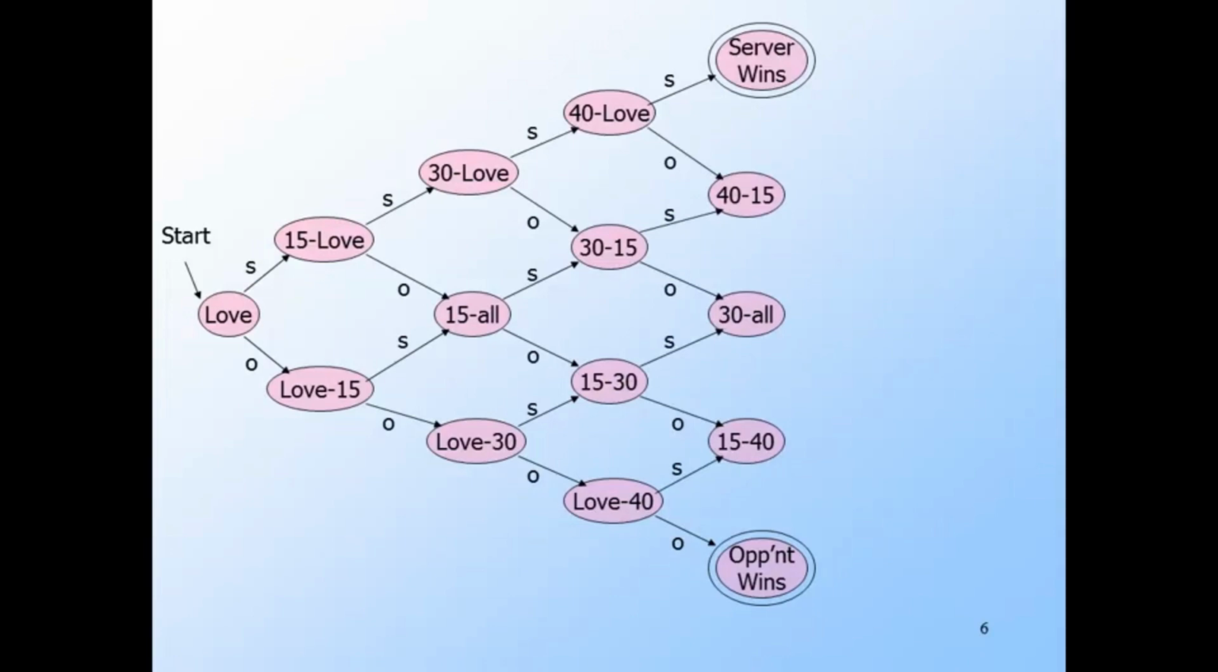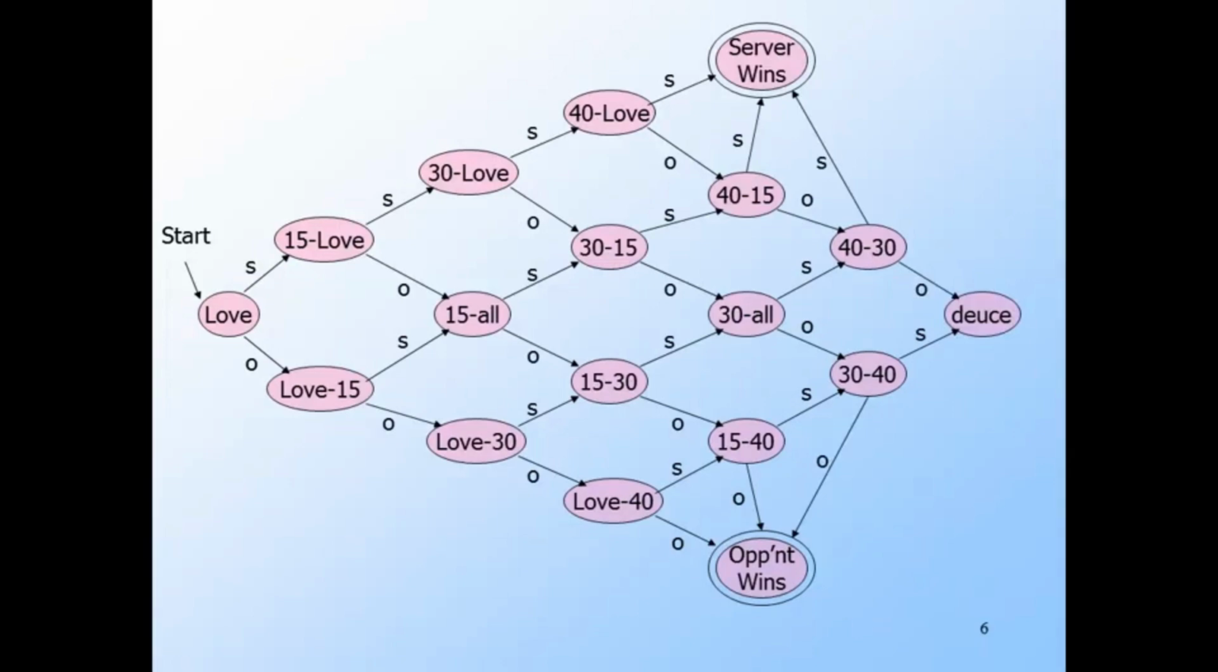There are 3 other new states as well, called 40-15, 30-all, and 15-40. Each indicates that 4 points have been played, with 3, 2, or 1 of these points won by the server. From the 40-15 state, if the server wins the point, we go to the server-wins state. But if the opponent wins the point, we go to a new state called 40-30. A similar thing happens from 15-40, and from 30-all, we can go to either the 40-30 or the 30-40 state.